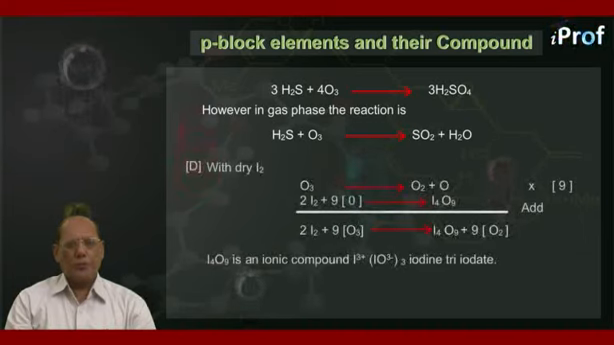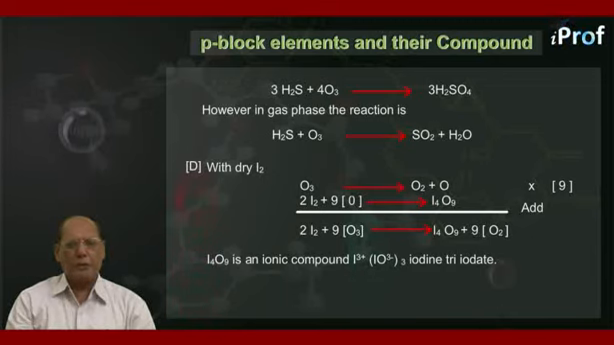D. That's the reaction with dry iodine. The reaction is O3, first of all changing into O2 + O, multiply this by 9. The subsequent reaction is 2I2 + 9O forming I4O9. Adding these two equations we get 2I2 + 9O3 forming I4O9 + 9O2.